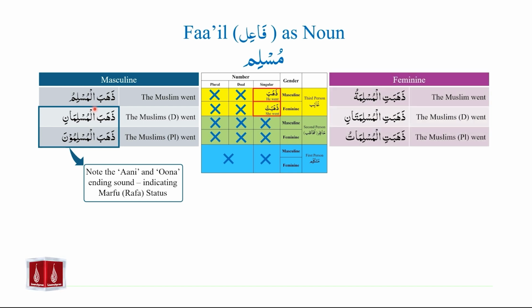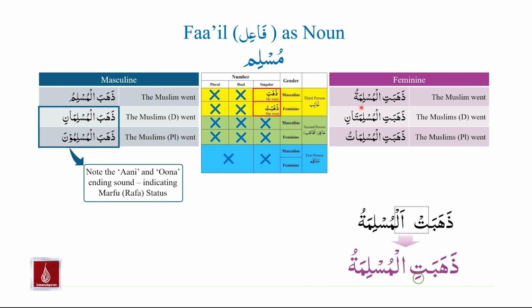Now looking at some feminine examples. The Muslim went, referring to the feminine Muslim. Zahabatil Muslimatu. Please note that Zahabatil Muslimatu was originally Zahabat and Al-Muslimatu. We picked Zahabat from our table because we are dealing with the feminine example, so we will pick cell number 4, and we are choosing either from cell number 1 or cell number 4 because Al-Muslimatu is a noun and Al-Muslimatu is fa'il. Since Al-Muslimatu is fa'il, it is marfu.